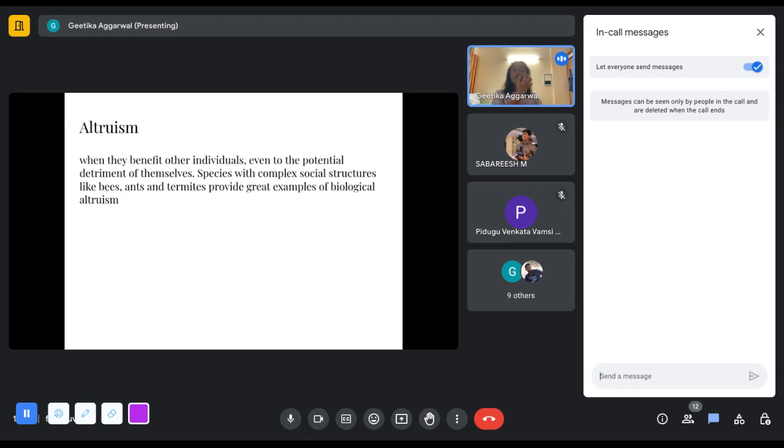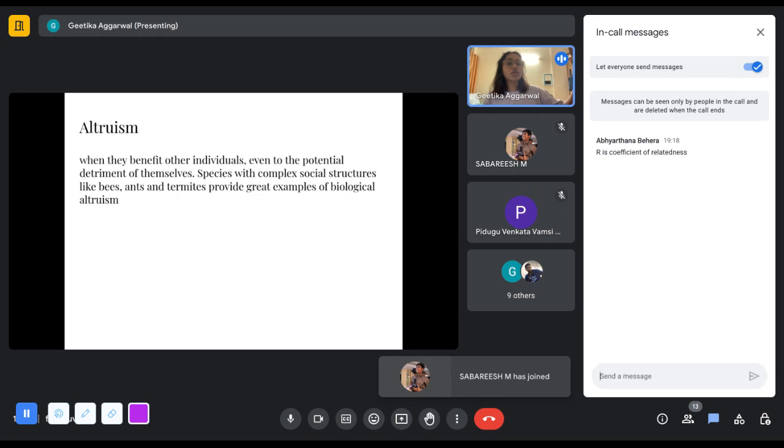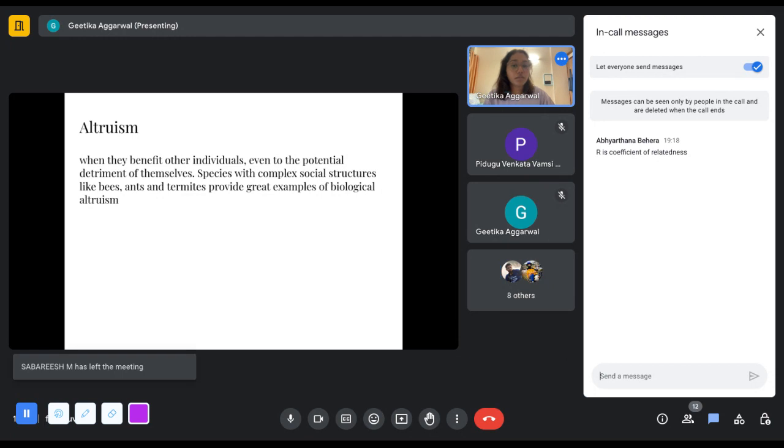So that basically means that, yes, R is the coefficient of relatedness. The benefit that the relative, or the other individual, is getting out of the interaction is weighted with the relatedness between the two individuals. So the benefit, when weighted with the relatedness, should be greater than the cost. If I am acting altruistically, I will face the cost C, but that cost should be less than the benefit being accrued to the other individual for whom I'm acting, multiplied by the relatedness between me and that individual. Is that okay?